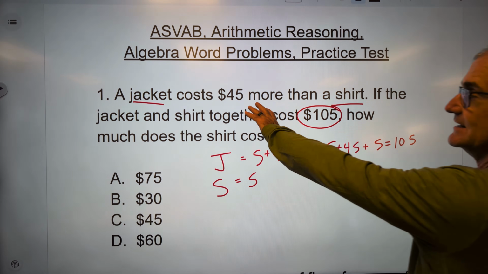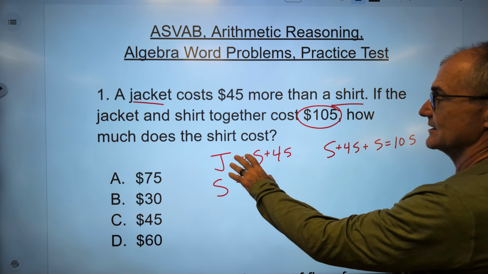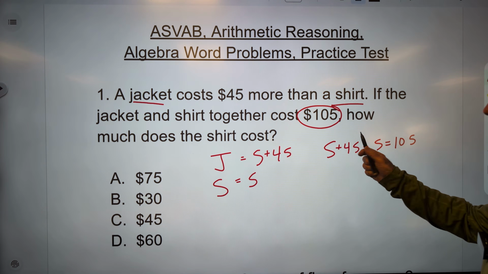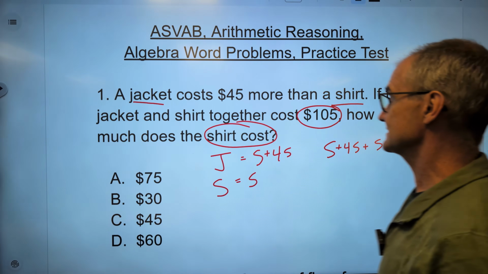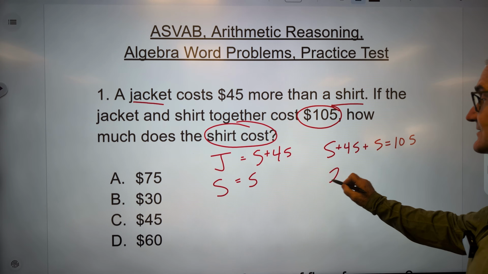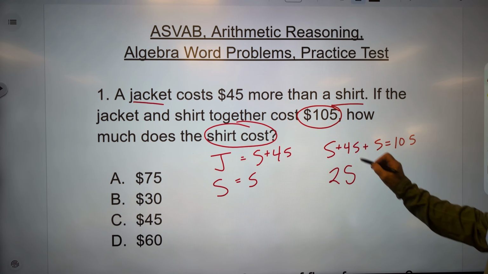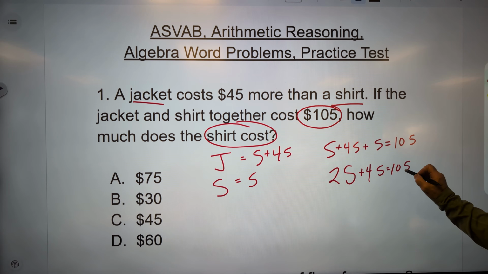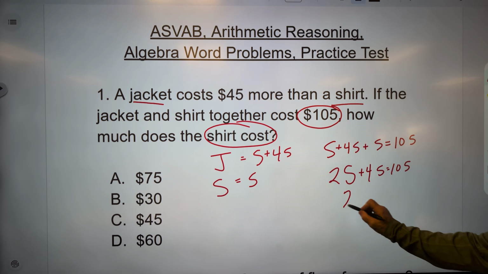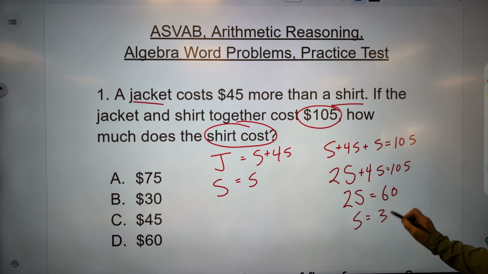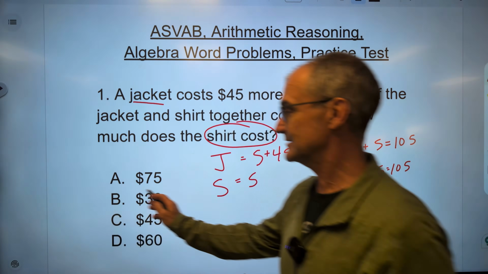So I've taken my sentence, created a picture to equation, and identified what I'm looking for. How much does a shirt cost? Solve the equation. 1S plus another S is 2S, plus 45 equals 105. Subtract 45 from both sides. 2S equals 60. S is equal to 30. Correct answer, answer B right there.